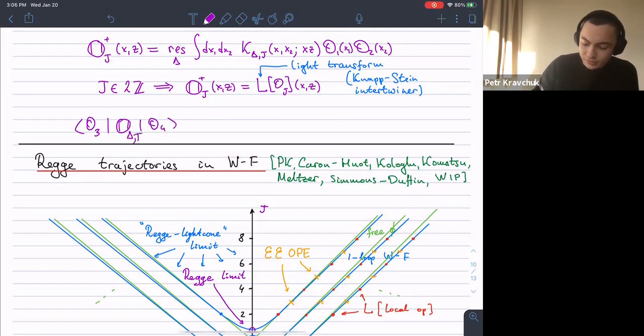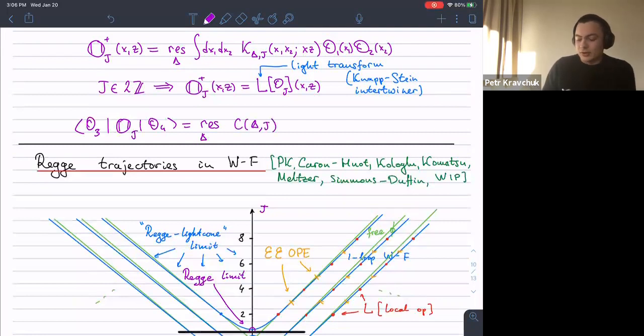And so what this equation here means is that you can write this as a residue in delta of some function C of delta and J. And the things which are known rigorously are known about this function C of delta and J.